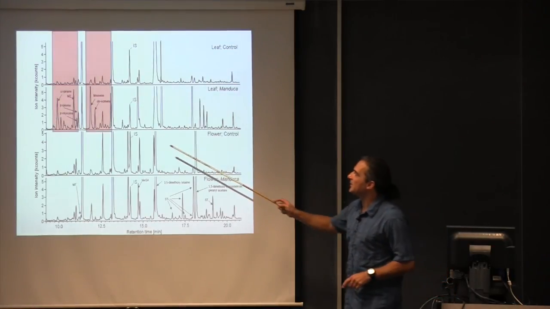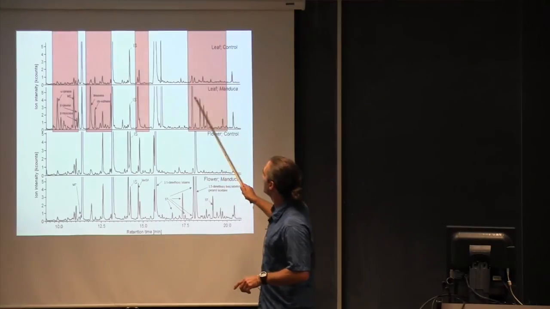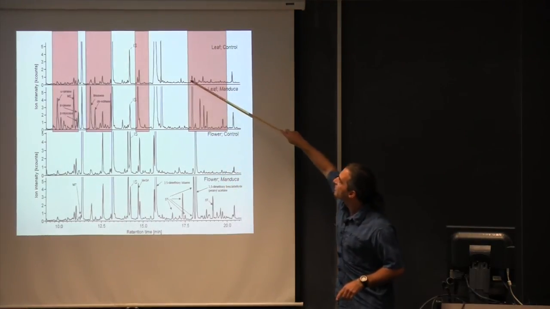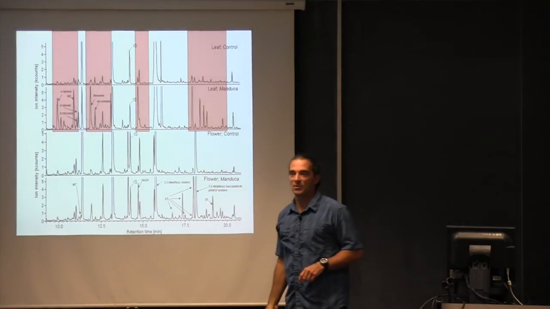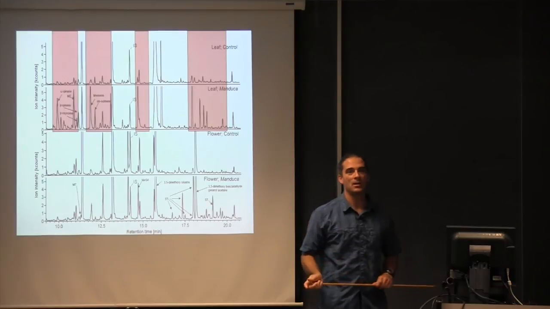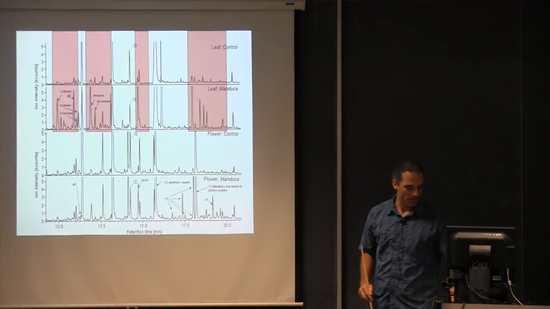I just highlight here that there are a number of monoterpenes and a number of sesquiterpenes that are dramatically upregulated, right? If you just look here, dramatically up in response to damage. And this is what you see normally in tomatoes. Tomatoes smell very different when you damage them with an herbivore.